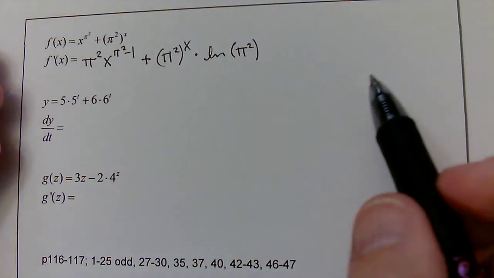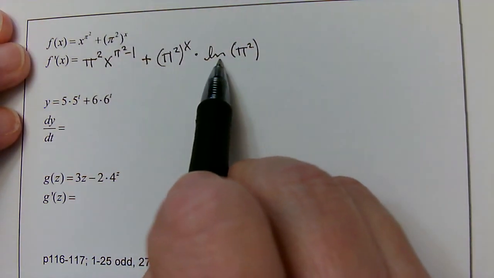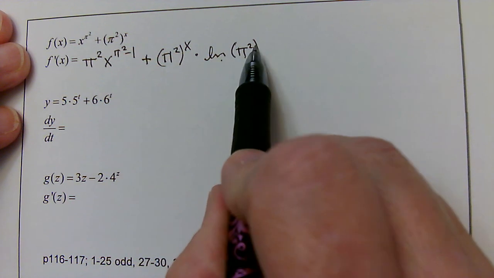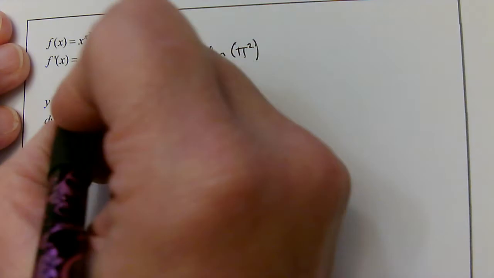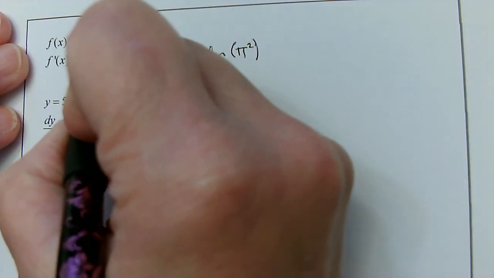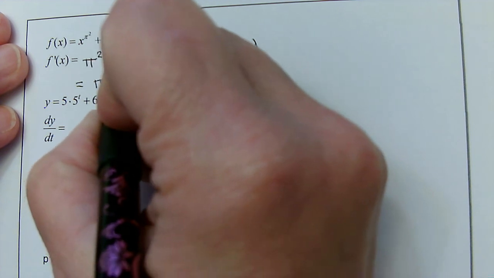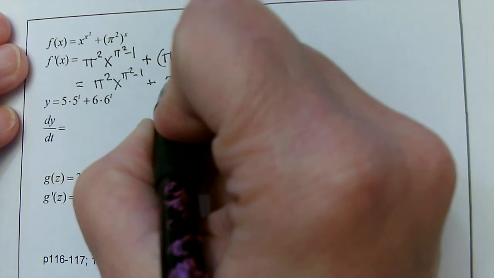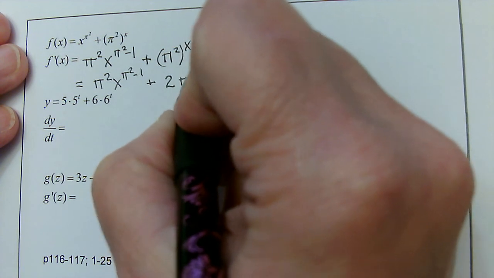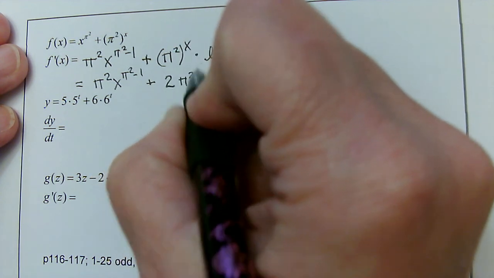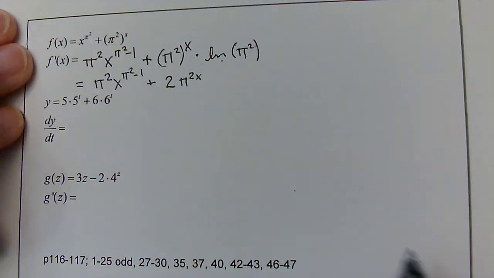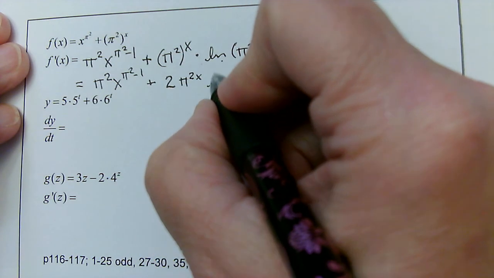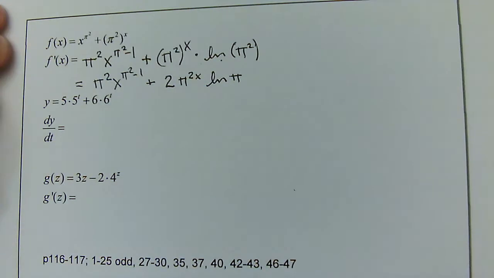Now, one other little thing that you can remember: when you have logarithms of something with a power, you can bring the power down in front. So another way to write this would be pi squared times x to the pi squared minus 1 plus 2 pi squared to the x, or you can use the exponential rules to make that pi to the 2x times the natural log of pi.